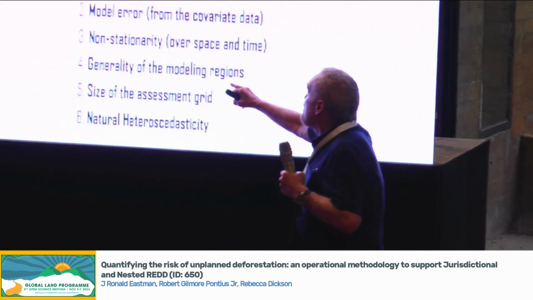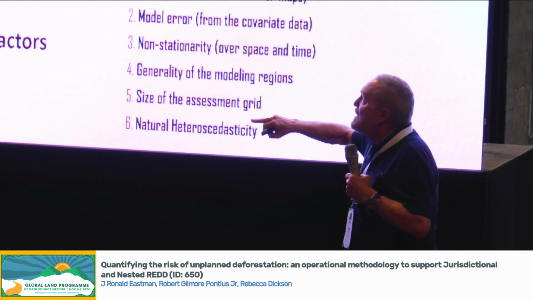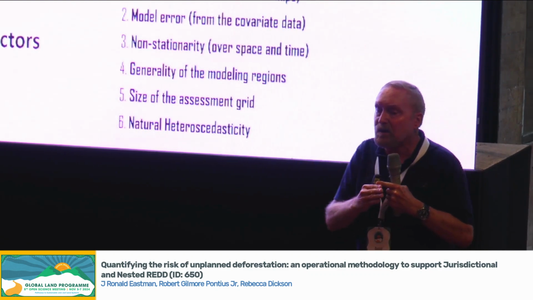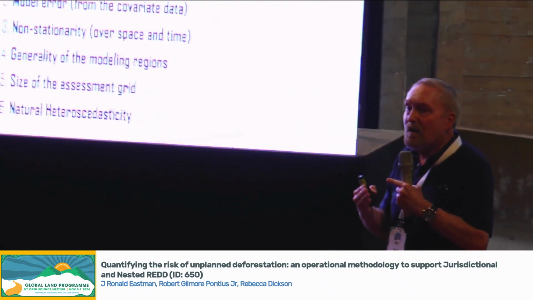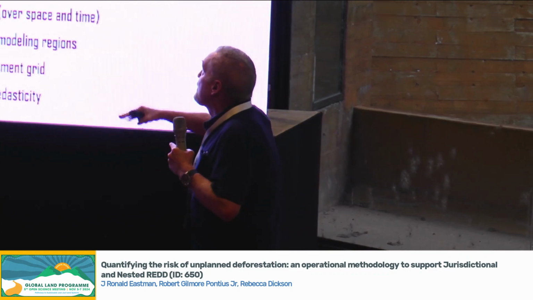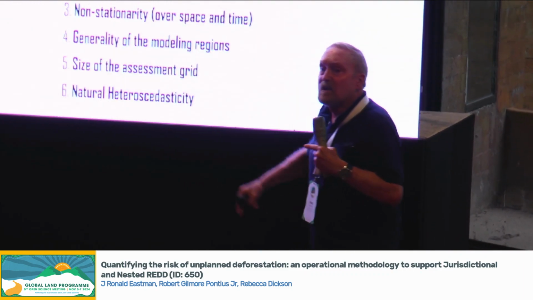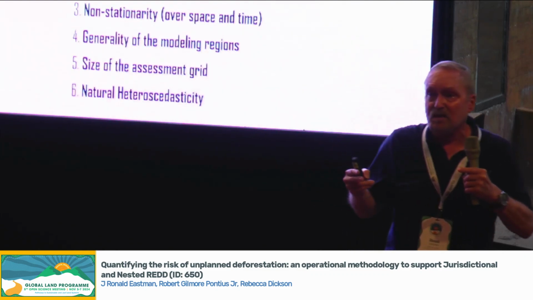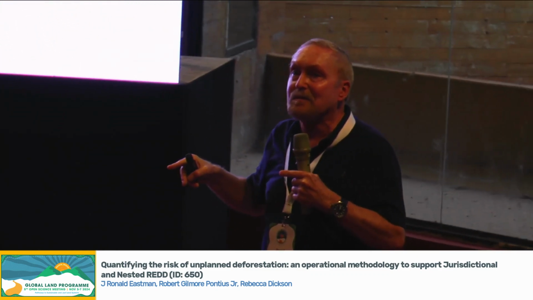The generality of the modeling regions is another component. We combined the 30 vulnerability zones with the municipalities. How general they are or how specific they are can vary that bias effect. The size of the assessment grid also matters: as you get bigger and bigger grid cells for the assessment, the error goes down. It's the modifiable areal unit problem.